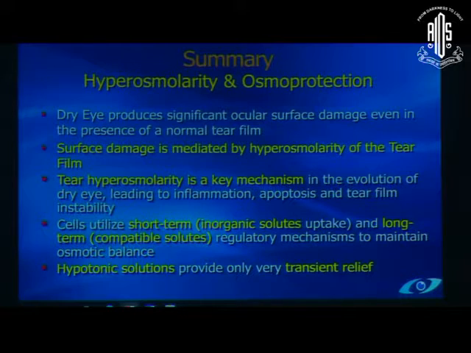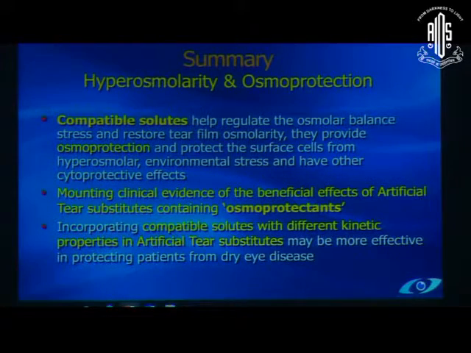So to summarize, dry eye produces significant ocular surface damage even in the presence of a normal tear film, and this occurs fairly early, and it is mediated by hyperosmolarity, which is a key mechanism in the evolution of dry eye. The cells utilize short-term and long-term regulatory mechanisms to maintain the osmotic balance. Unfortunately, the corneal epithelium and the conjunctival epithelium do not have the capacity to normally synthesize these compatible solutes. Hypotonic solutions provide only very transient relief in dry eye.